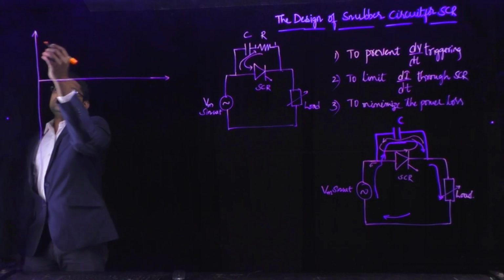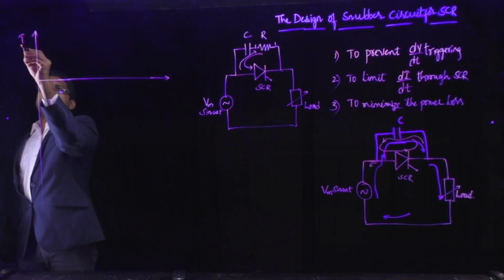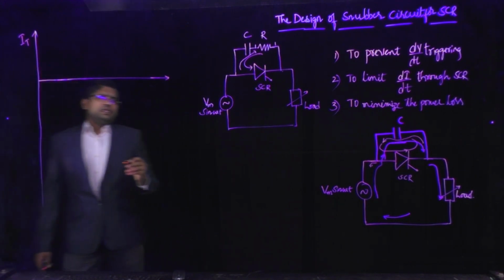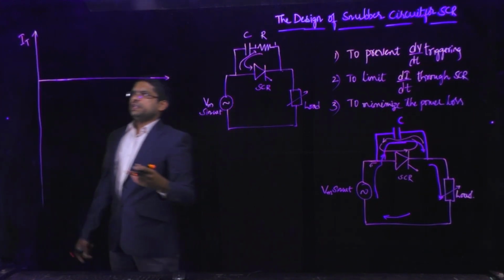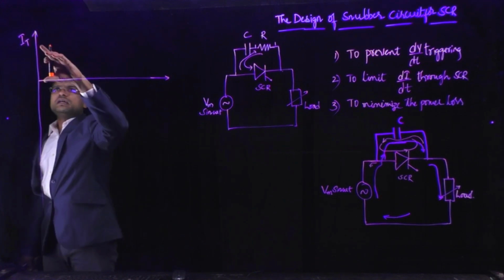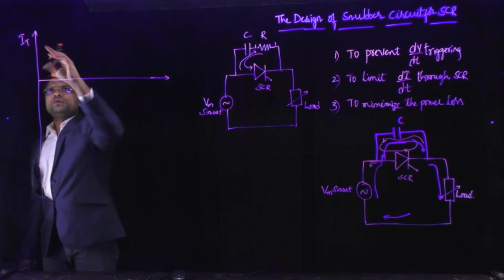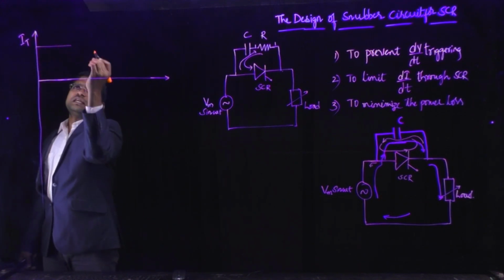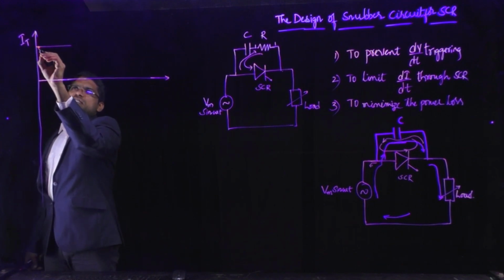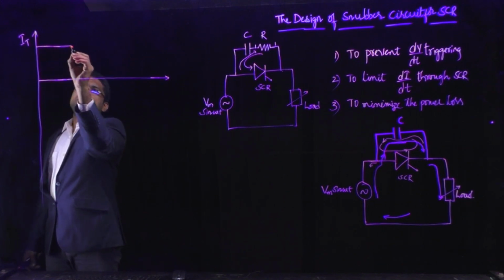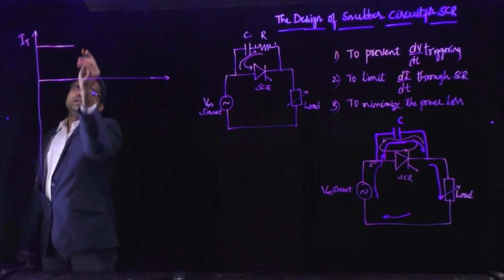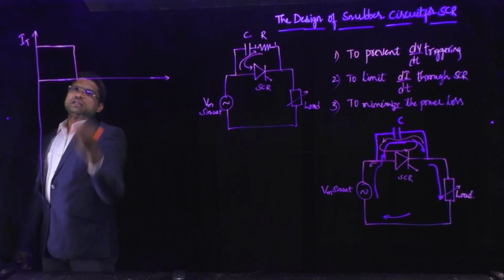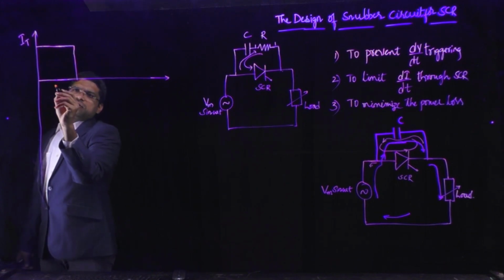Suppose let us assume that initially there is current flowing through the SCR. There is current flowing through the SCR whenever it is in on state, so there is a certain magnitude of current flowing through it. As long as the SCR is in on state, there is current significantly flowing through it. So we can show it during the on state of the SCR. Let us consider this is the on state of the SCR.